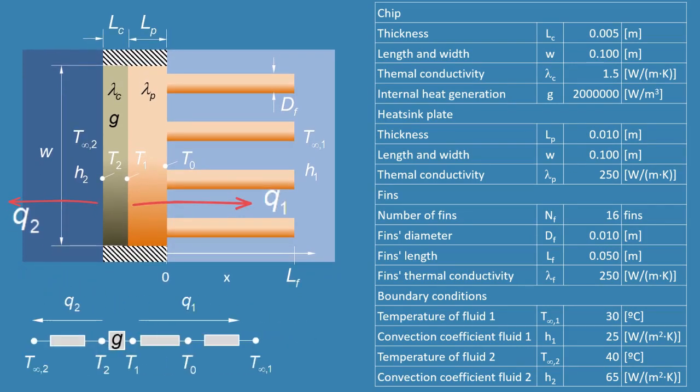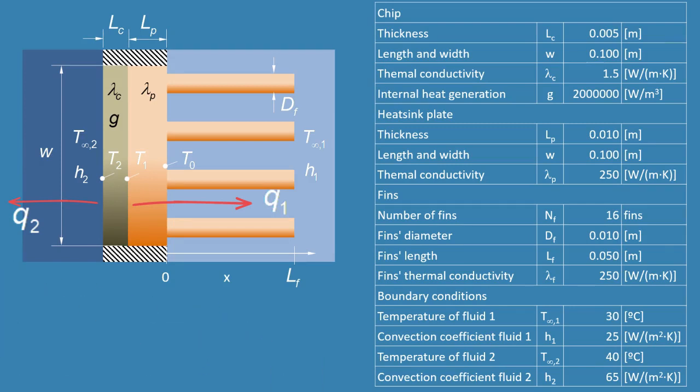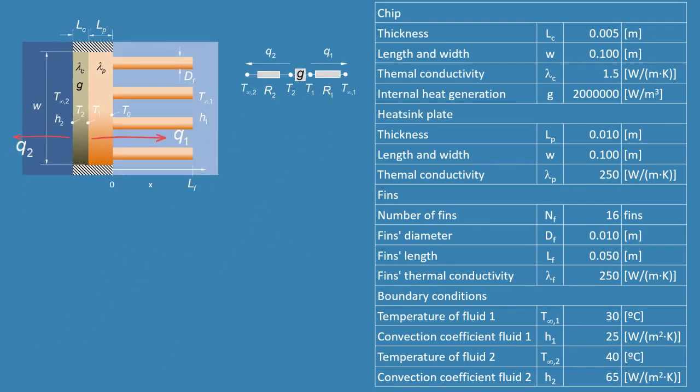We will use the concept of thermal resistance for calculating T1, T2, Q1 and Q2. For simplification, we can consider the heatsink as a single thermal resistance. First of all, we apply the conservation equation, so that the heat generated in the chip is Q1 plus Q2. The heat generated is 100 watts.